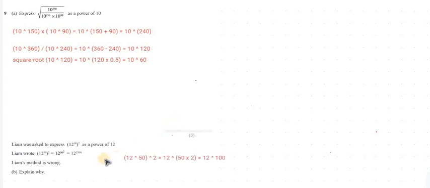Okay, so show the right way to do it, which is 12 to the power of 50 in brackets to the power of 2 is basically 12 to the power of 50 times 2. Not 50 to the power of 2. 50 times 2. So you multiply the powers. That's another law of indices. And then you get 12 to the power of 100. That's the correct answer. And by showing the right way to do it, you've explained why Liam is wrong.